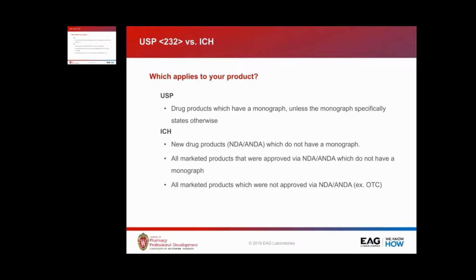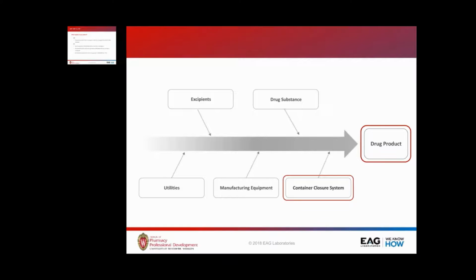So any marketed products that were approved via an NDA or an ANDA and which do not have a monograph also must comply with the ICH. And all marketed products which were not approved via NDA or ANDA, for example, OTC over the counters, but again, that do not have a monograph, would need to comply with the ICH. And here you can see how the ICH relates and refers to the leachables in the USP of where to control those. So the elemental impurities here, again, are looking at leachables, so you need to evaluate your final container closure system and your final drug product.